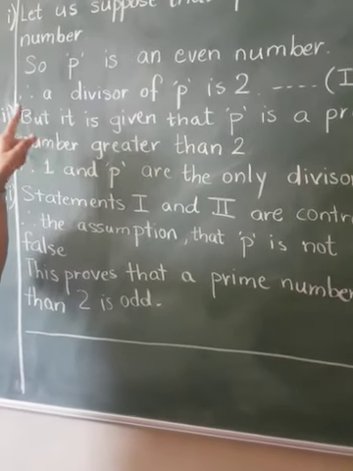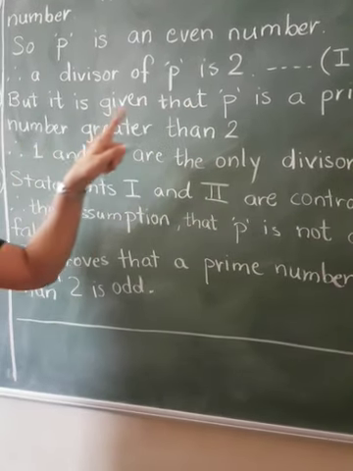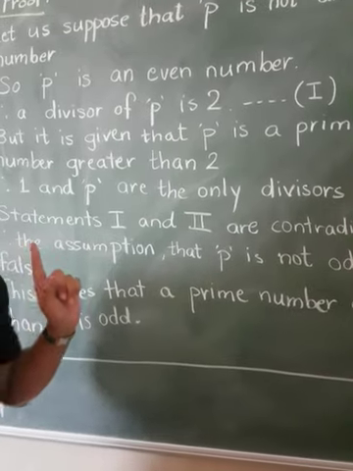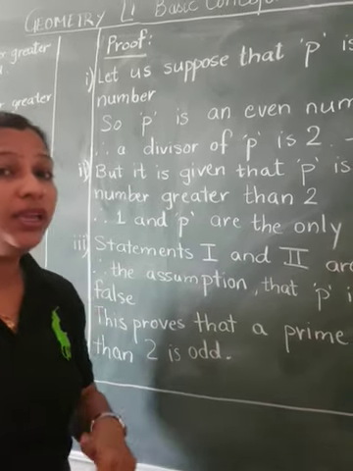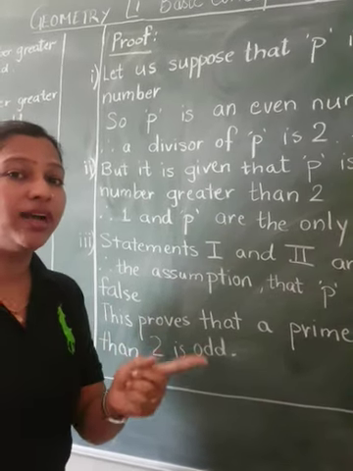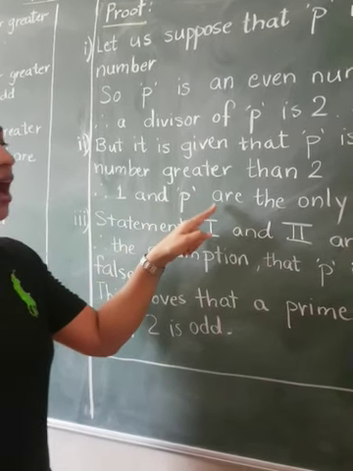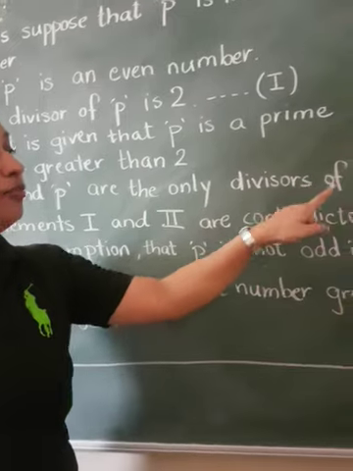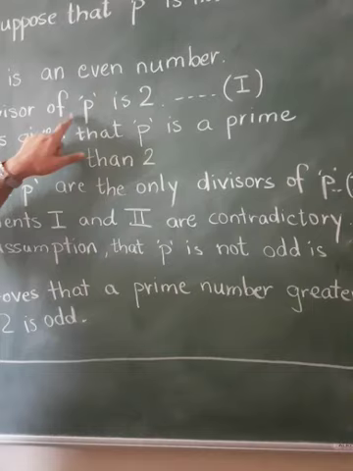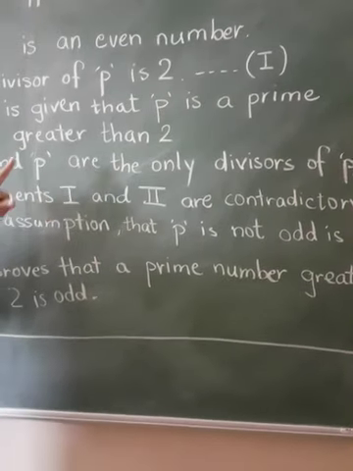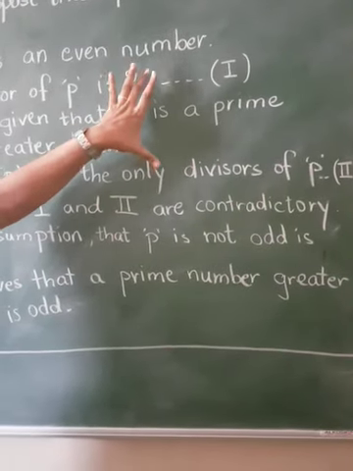But it is given that p is a prime number greater than 2, and we have already discussed that if it is a prime number greater than 2, its divisors will be 1 and p itself. So we have written here, therefore 1 and p are the only divisors of p. Now look at statement 1 and statement 2. A divisor of p is 2, and here 1 and p are the only divisors of p. Aren't these contradictory statements? Yes.